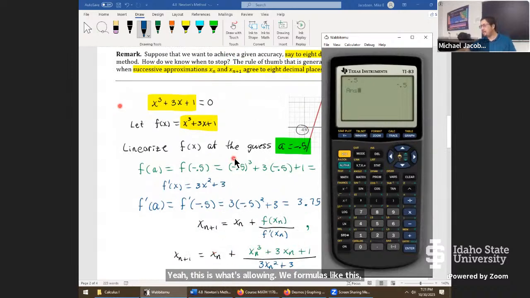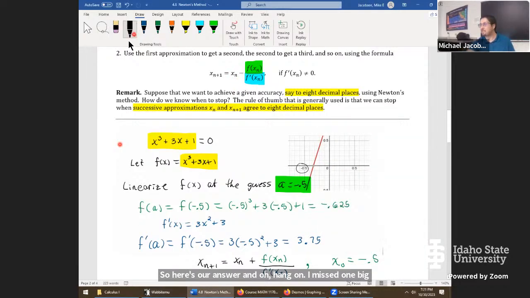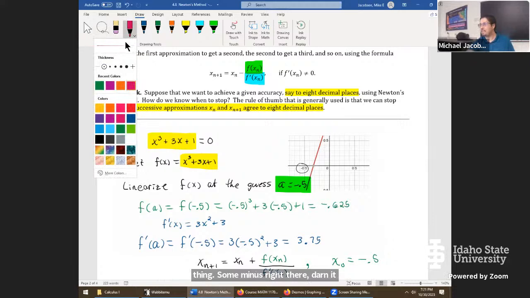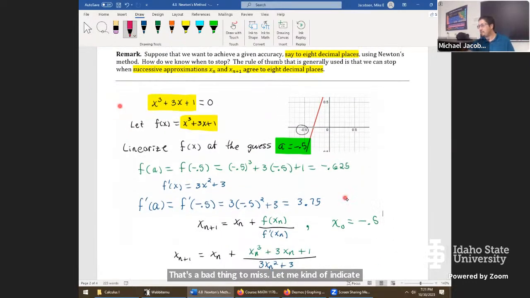So here's our answer. And oh, hang on. I missed one big thing. There's a minus right there. Darn it. That's a bad thing to miss. Let me indicate where that is. Minus should have been here and here. Let me fix those two really quick for us.